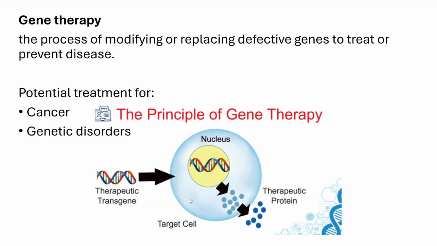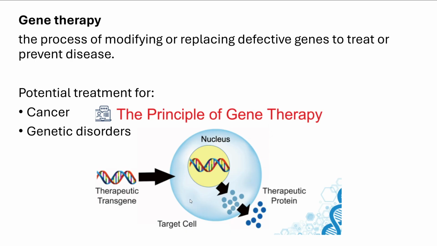By definition, gene therapy is the process of modifying or replacing defective genes to treat or prevent disease. This can be a potential treatment for cancer and genetic disorders. So basically, the application of medication becomes very specific, precise, and accurate.